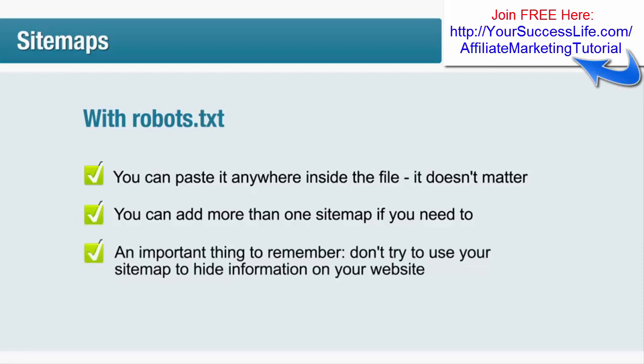An important thing to remember, don't try to use your sitemap to hide information on your website. You might be tempted to exclude certain pages from your sitemap so that the search engines don't find them. It really doesn't work that way. They might find them anyway. If you don't want certain pages on your website to be indexed by the search engines, you need to use your robots.txt file to tell them that.